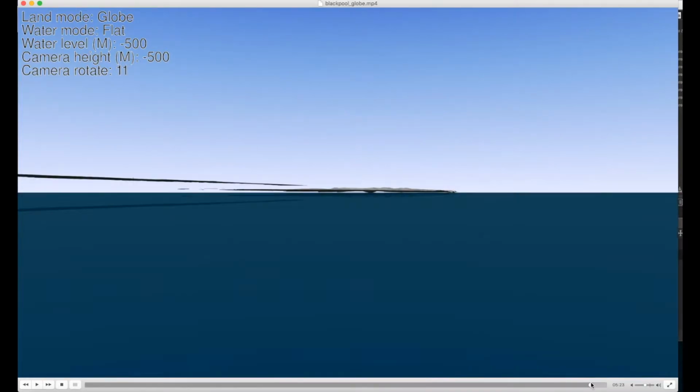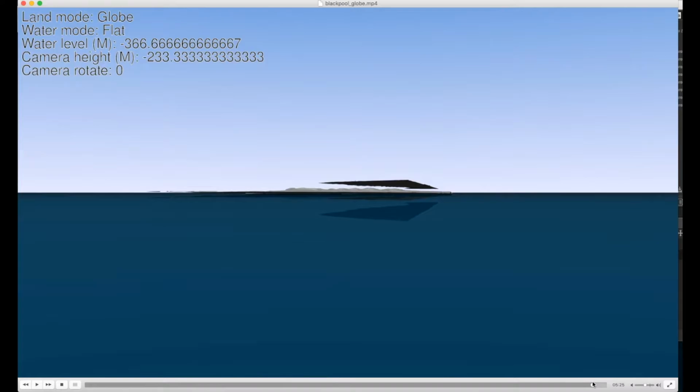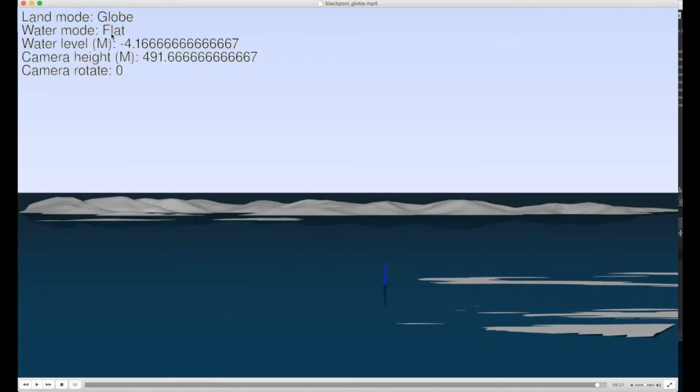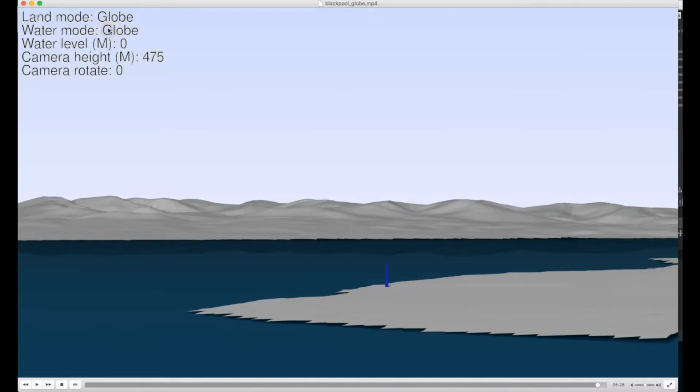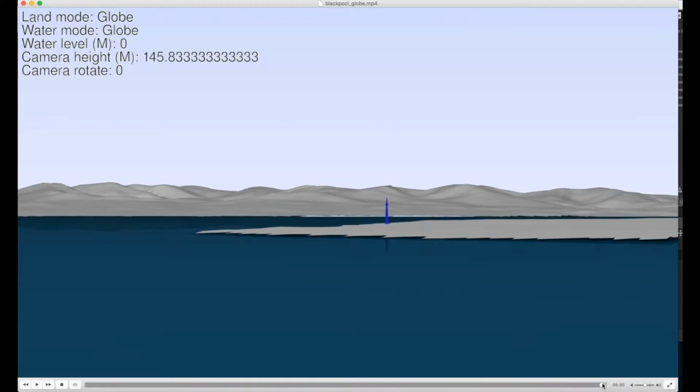And then whenever I get back to zero, I zoom back in. You'll see that the camera is moving up at twice the rate as the water. So when the water reaches zero, the camera will now be 500 meters above where it was from the beginning. And here, just for a brief moment, you can see that when the water level reaches where it's supposed to be on a flat Earth, the land would be underwater. And here I switch back to the globe water model and I drop the camera again.